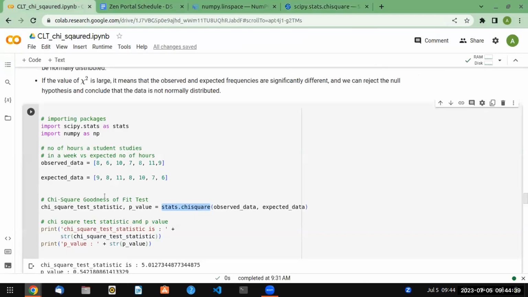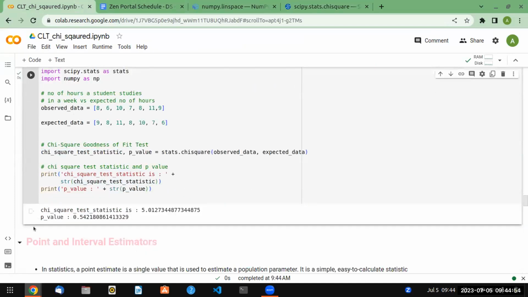So if you see here, I am capturing these two values, chi-square test statistic and p-value, with these variable names by calling this function and passing these two parameters. Now I am printing both the values. Chi-square test statistic is 5 and p-value is 0.5. Now can you say something by looking into this?